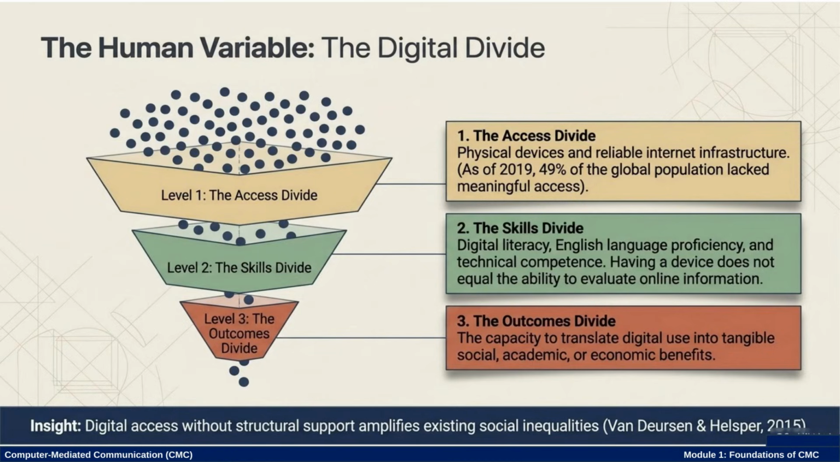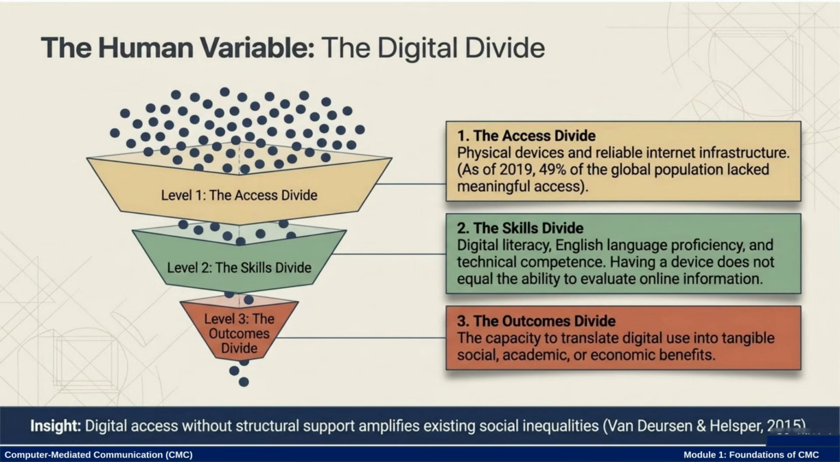Not everyone experiences digital communication equally. This funnel shows us the digital divide, and it has three levels, each one narrower than the last. Level 1 is the access divide. Do people have physical devices and reliable internet infrastructure? As of 2019, 49% of the global population still lacked meaningful access, almost half the world. But having access is not enough.